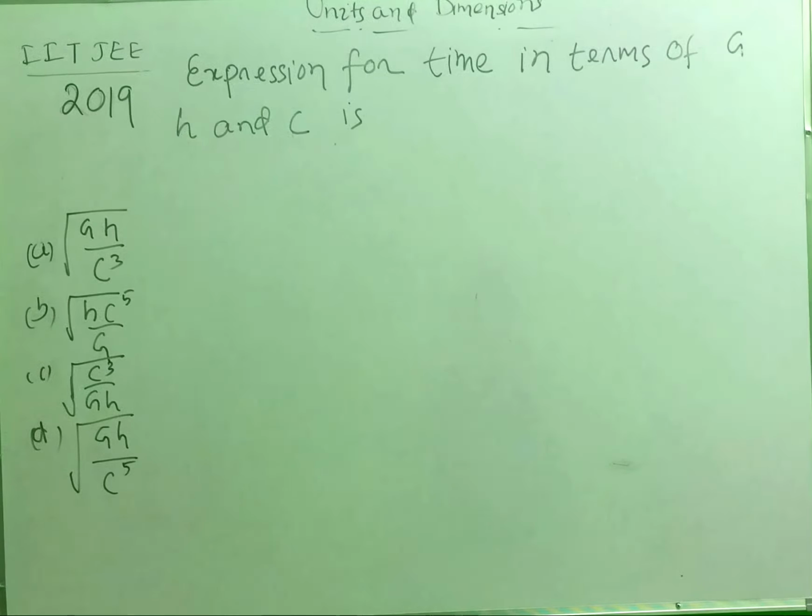Students, this question was asked in the year 2019 in the IIT JEE exam from the chapter Units and Dimensions. Expression for time in terms of G, H and C is. What is G? G is the universal gravitational constant, capital G. H is Planck's constant and C is the speed of light, students.